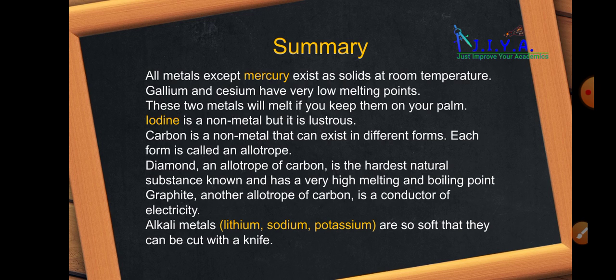Carbon is a non-metal but can exist in different forms. Each form is called an allotrope. Diamond, an allotrope of carbon, is the hardest natural substance known and has a very high melting and boiling point. Graphite, another allotrope of carbon, is a conductor of electricity. Alkali metals, lithium, sodium, potassium, are so soft that they can be cut with a knife.